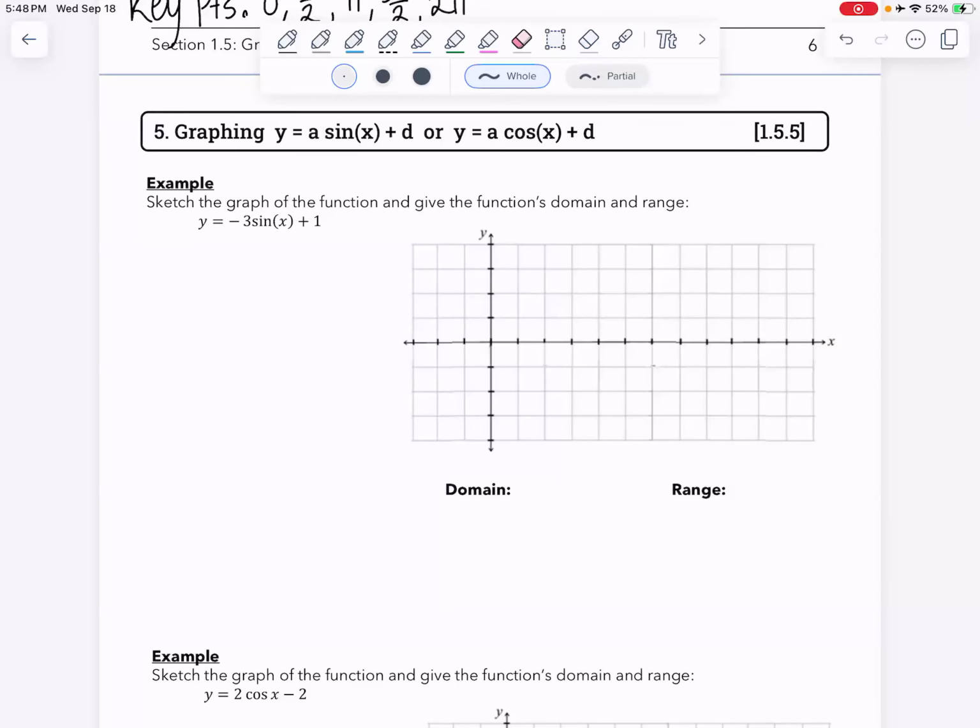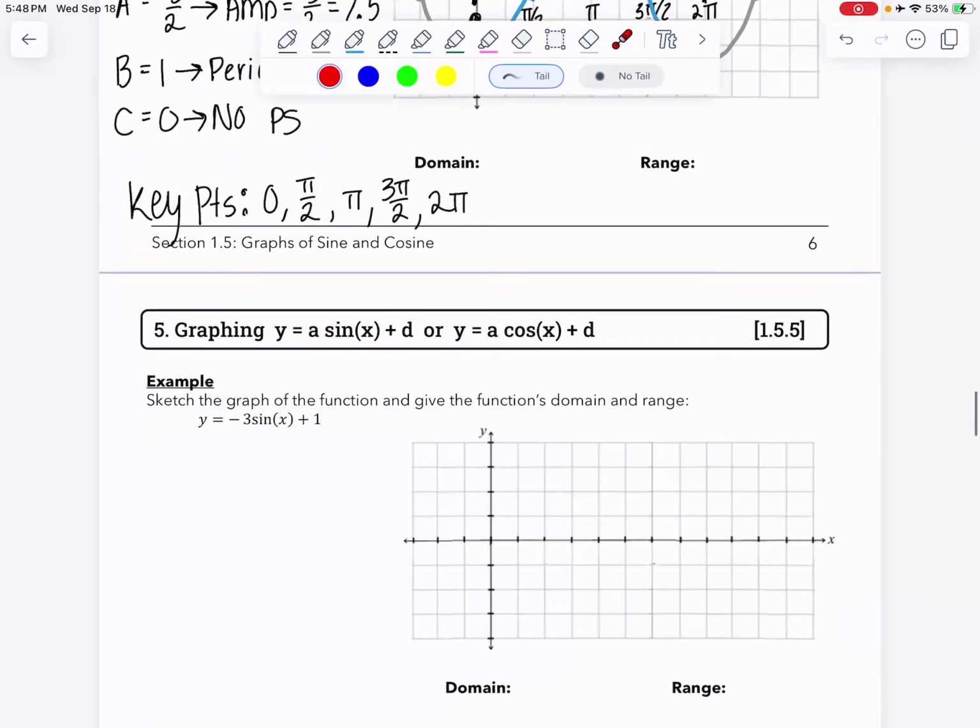Graphing y equals a sine of x plus d, or y equals a cosine of x plus d. So we're looking at situations where there's an amplitude change maybe, and there's a vertical shift. So let's do these. They're really not that much different.